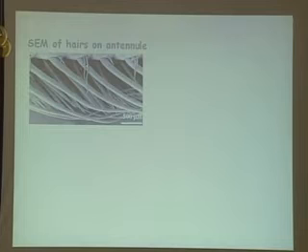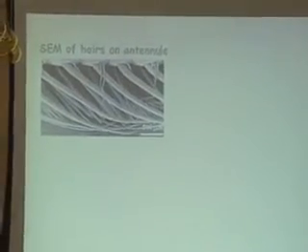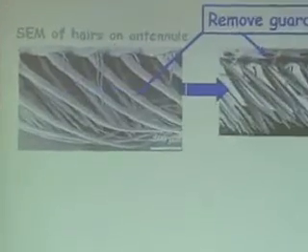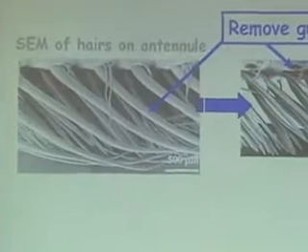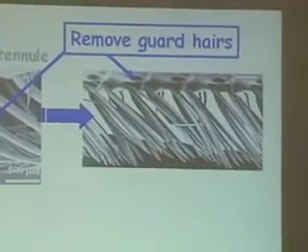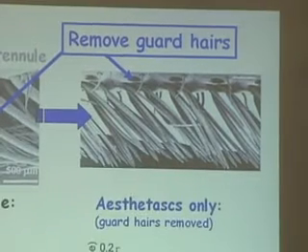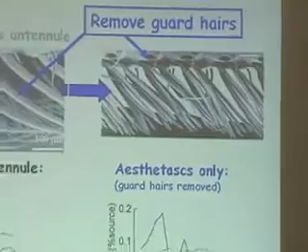So here's a scanning electron micrograph of the guard hairs and the chemosensory hairs on a section of an antennule. We can go in and snip off all the guard hairs so that all we have left are the asthetasts, and we can repeat those same experiments in the flume and see what happens. And here's what we found.